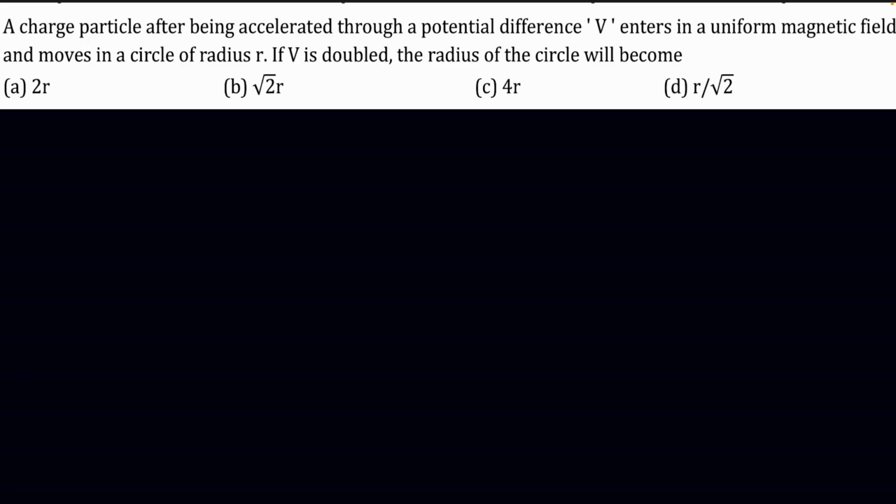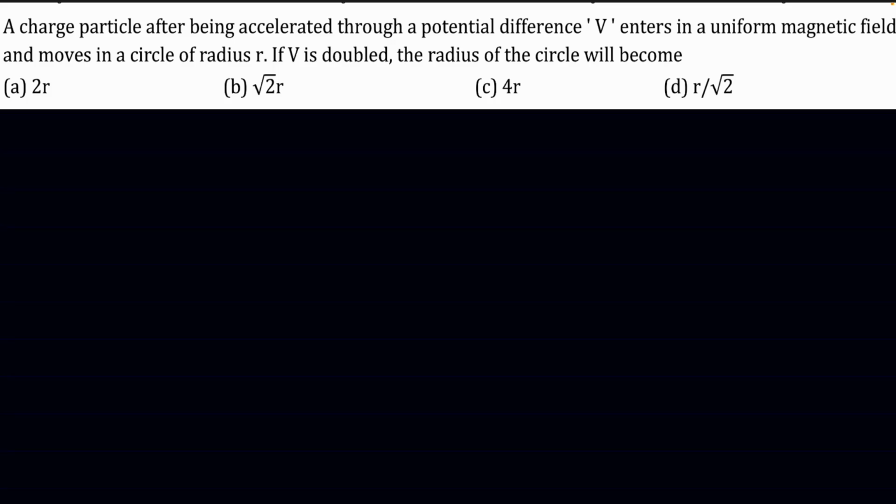This question is from Physics, chapter Magnetism. Here it is given that a charged particle, after being accelerated through a potential difference V, enters a uniform magnetic field and moves in a circle of radius r. If V is doubled, then what is the impact on the radius of the circle?